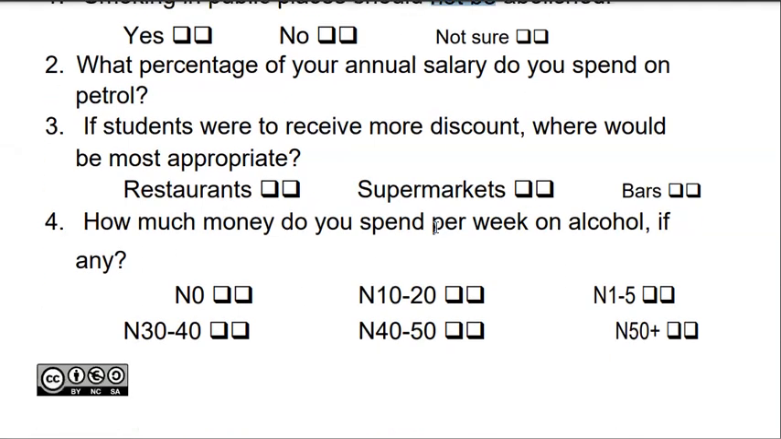Now, how much money do you spend per week on alcohol, if any? You have 0, you have 10 to 20, you have 1 to 5, you have 30 to 40, you have 40 to 50, you have 50 and above. You can pause the video, guess what the issue might be, and I will give you an answer shortly.